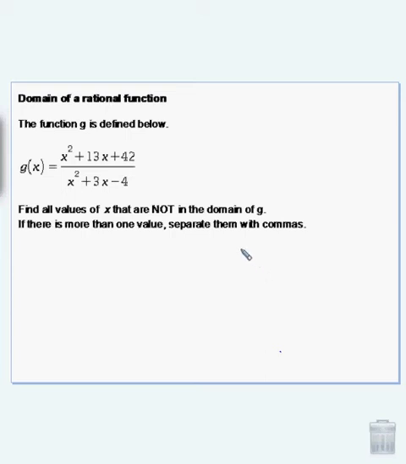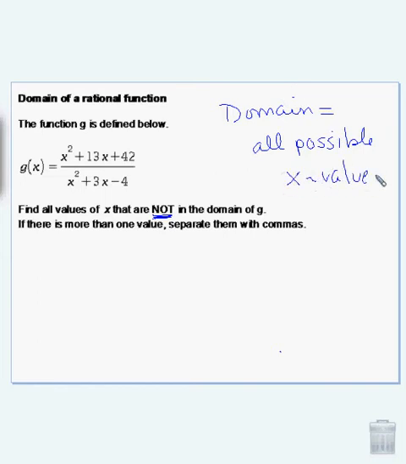In this problem we're being asked to determine which factors of x are not in the domain of G, remembering that the domain is all possible x values. What we're looking for are x's that are not possible. The one thing that will make this impossible is if this term in the bottom, this trinomial in the denominator, equals 0. We cannot have zeros in the denominator, so this is going to be our limiting factor.